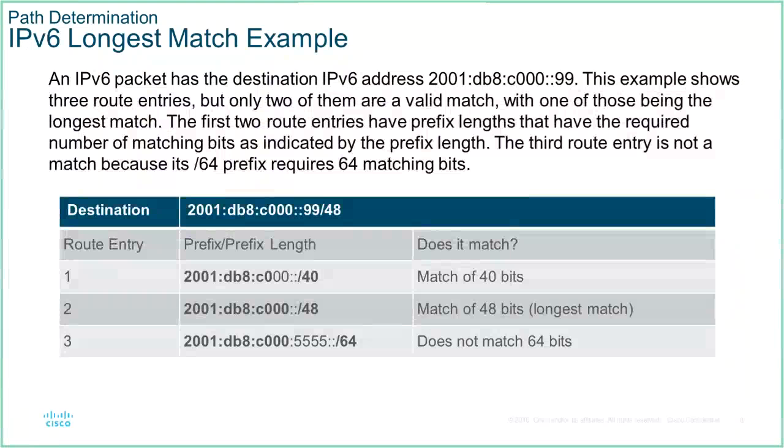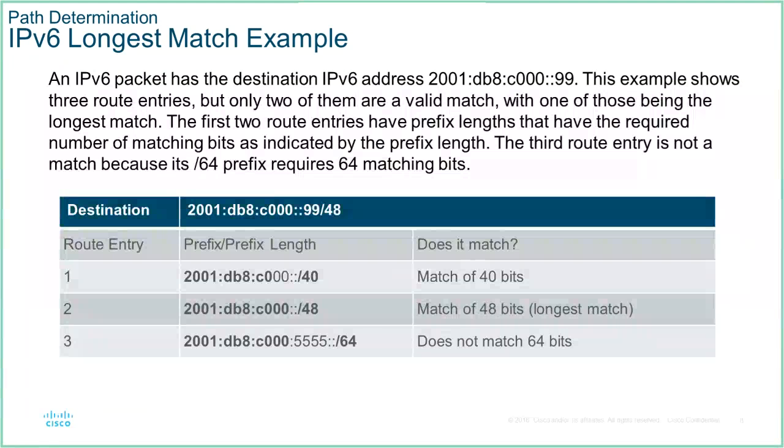As I said, it's exactly the same in IPv6. We look for the longest match. Now, we have a destination. With IPv6, it always sends the CIDR notation, the /48 in this case. So we have an address, and it tells us how many bits of that address are used in the network portion.